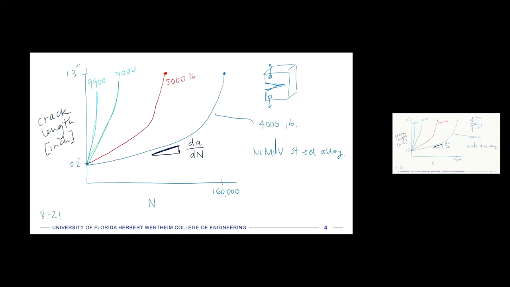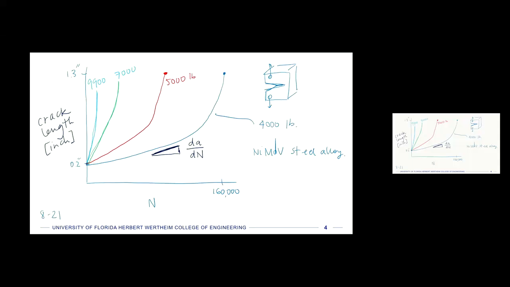All of these started at the same condition. They did not last the same number of cycles. And also the dA/dN, that slope, is not constant. So there are at least two regimes of crack growth on here.